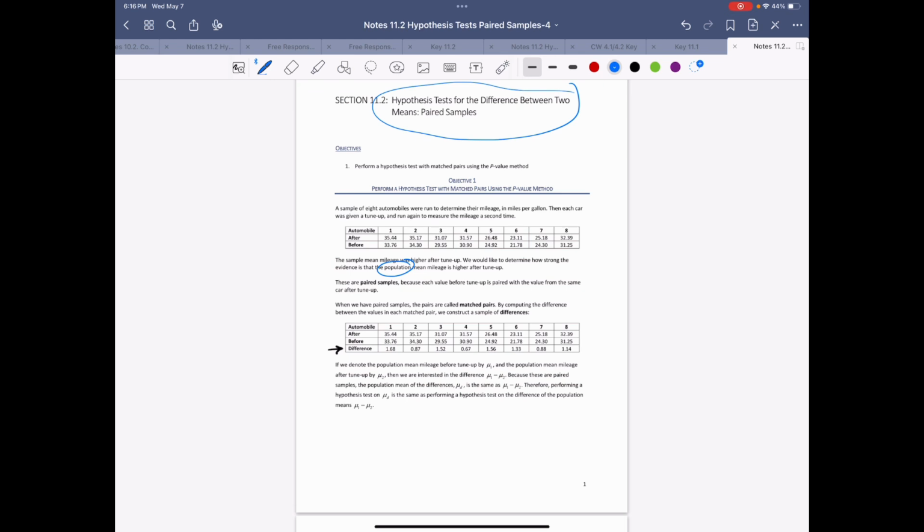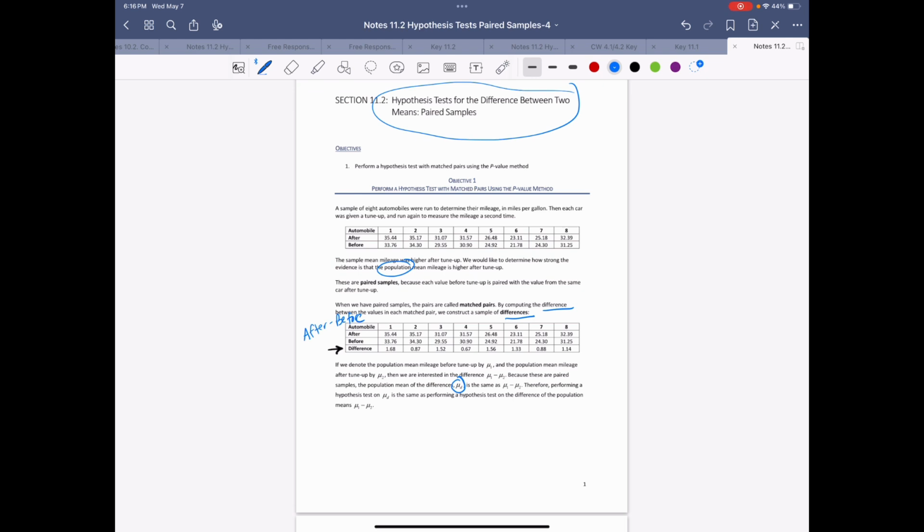When we have paired samples, the pairs are called matched pairs. By computing the difference between the values in each matched pair, we construct a sample of differences. And if you look at what they've done here, they've subtracted, and clearly they have done after minus before. If we denote the population mean before tune-up by mu1 and the population mean after tune-up by mu2, we're interested in the difference. Because these are paired samples, the population mean of the difference, and I like how your textbook does mu of d, because you know you're talking about the difference, is the same as mu1 minus mu2.